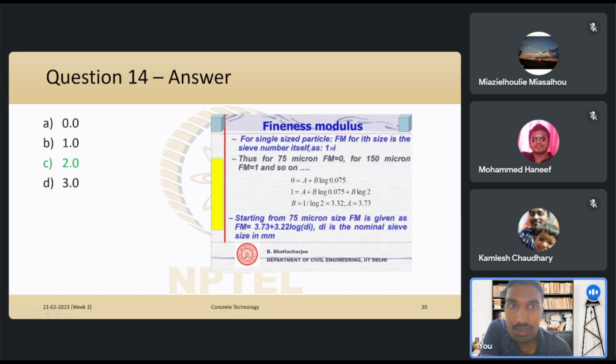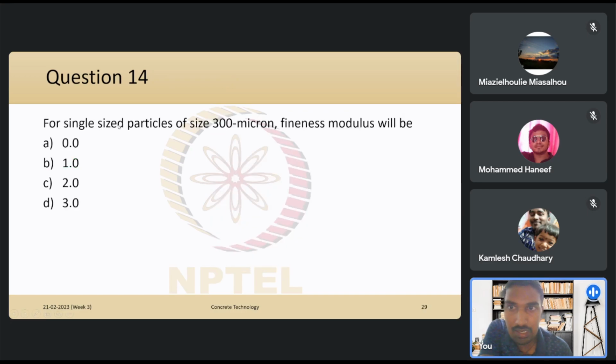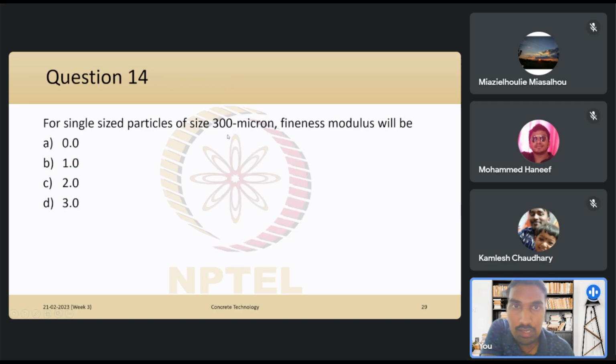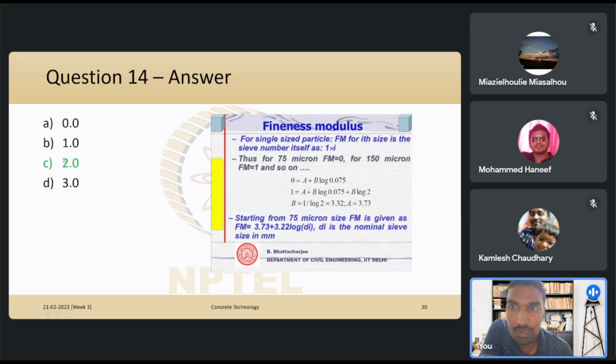So when you have a single sized particle, as is the case in this question, which is 300 micron, the fineness modulus is equal to the sieve number itself, right? And the sieve number corresponding to 300 micron is 2. Therefore we can directly answer that the fineness modulus will be 2, right? So that is for answering it.